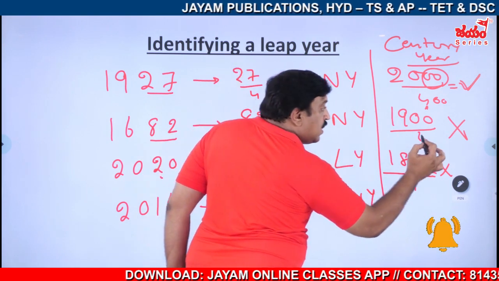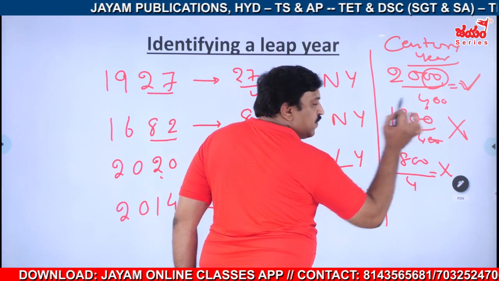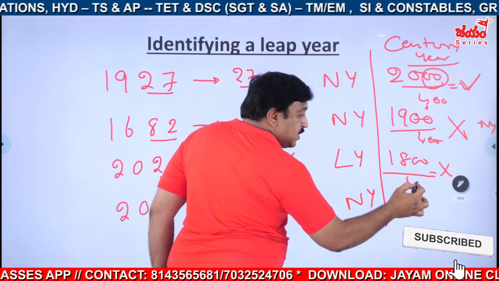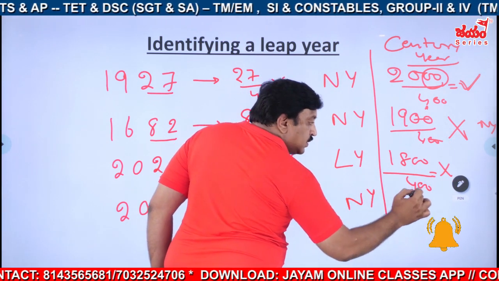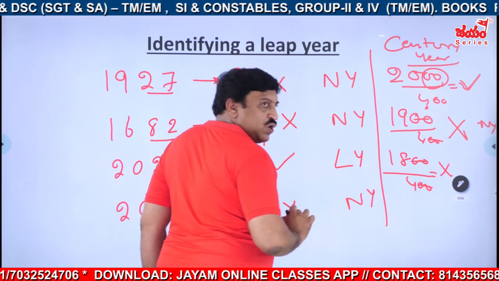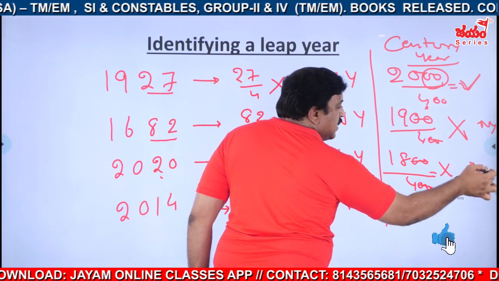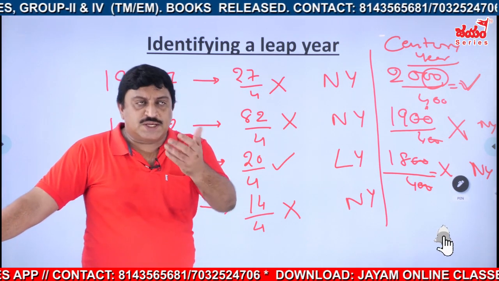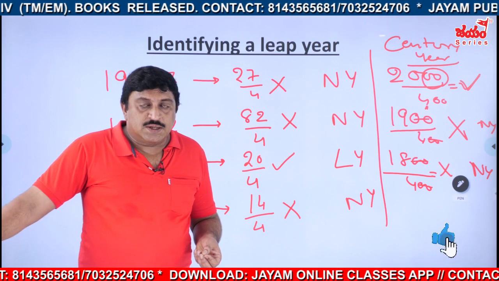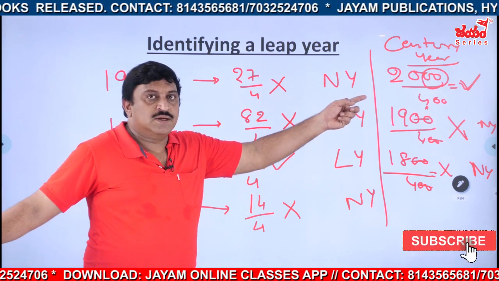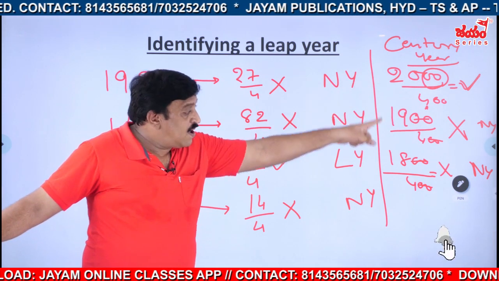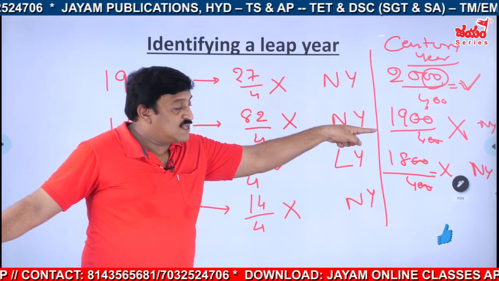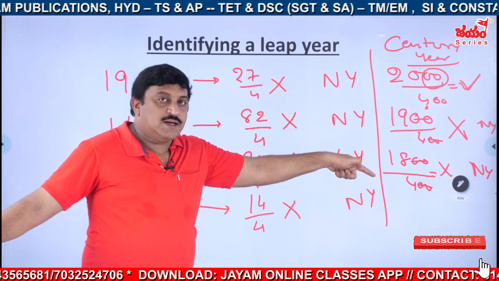1900 divided by 400, no, it is not exactly divisible by 400. That's why it is a normal year. 1800 divisible by 400? No, so definitely it is a normal year. Understood? So for century years, just write that. Century years are those years which are multiples of 100. This is 2000, this is 1900, this is 1800.